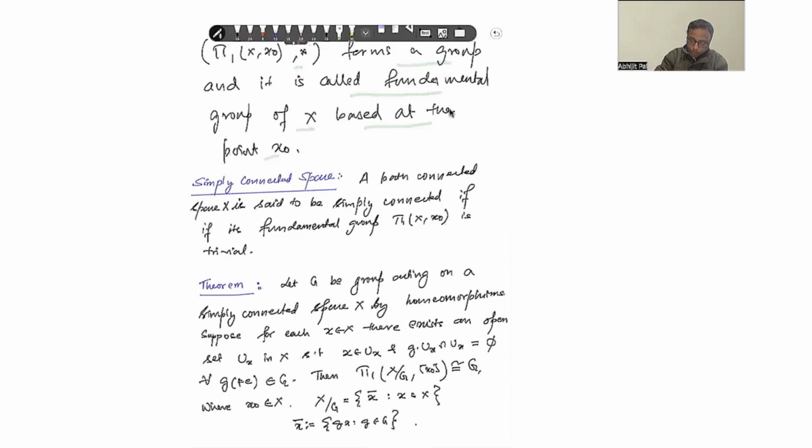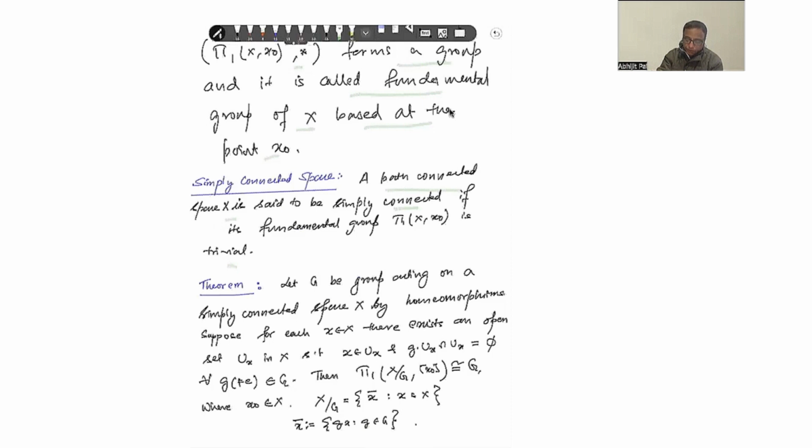So now we have the definition of a simply connected space. A path connected space X is said to be simply connected if its fundamental group pi 1 of X is trivial. So in the definition of a simply connected space, we start with a path connected space, and if the fundamental group is trivial, then we call that space simply connected.